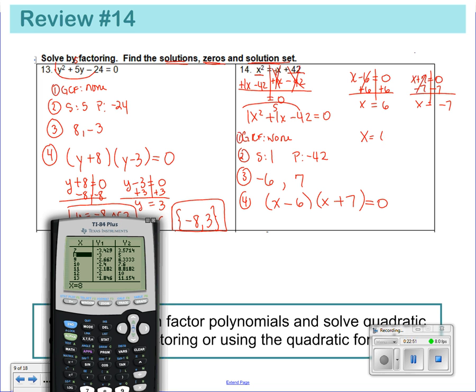So our answer is x is equal to 6 or x is equal to negative 7. Again, it could say your zeros are x equals 6 or x equals negative 7. And you could also see it as a solution set. So it should be a positive 6 and a negative 7. We say zeros because we're asking what does that variable have to be in order to make this equation equal to 0 or to make the factors equal to 0.